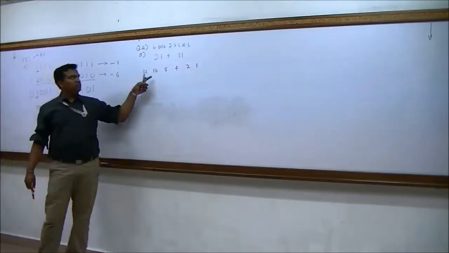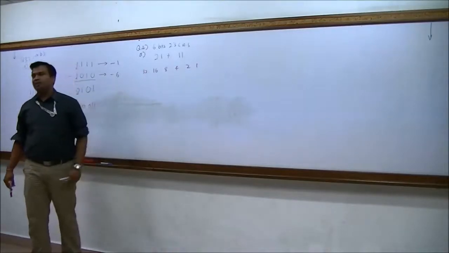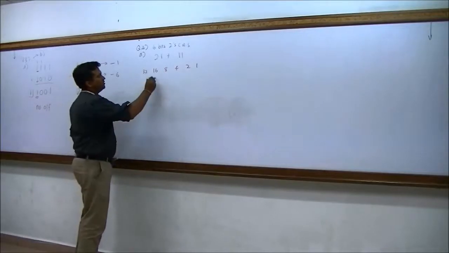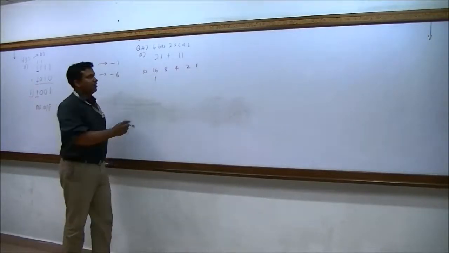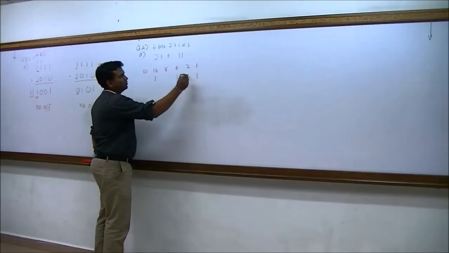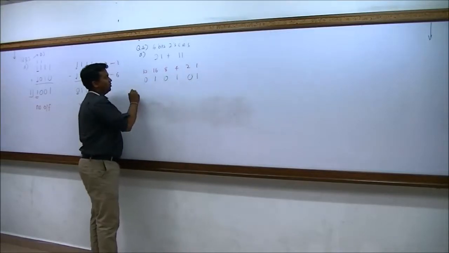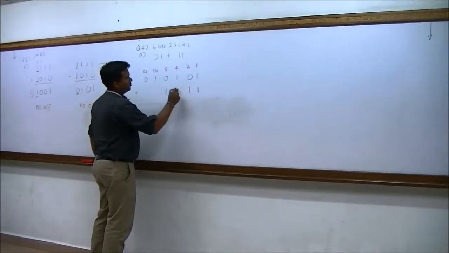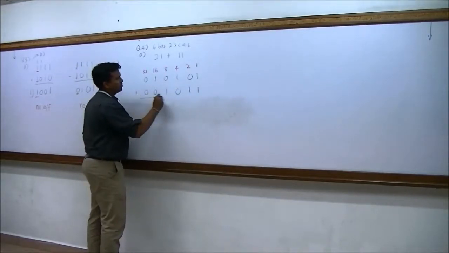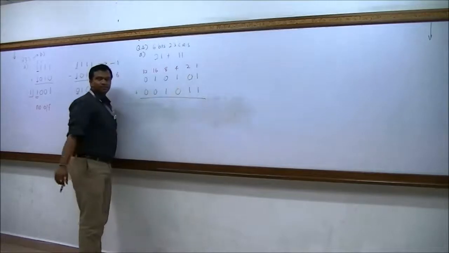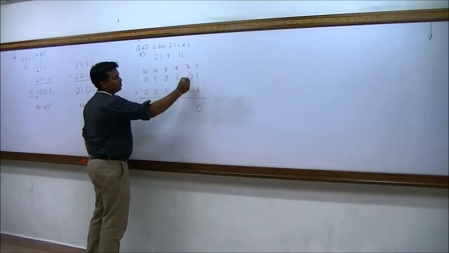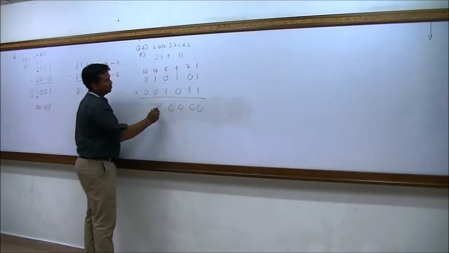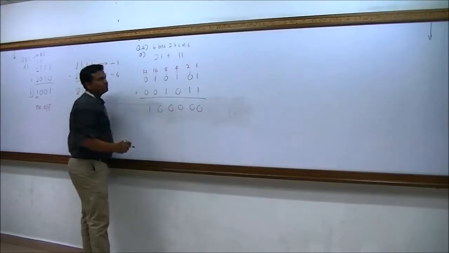Which one of these weightages is closest to 21 but less than 21? 16. 21 minus 16 is 5. How can it represent 5? For the remaining, 0 plus 11 is relatively easy. So now can we perform the addition?